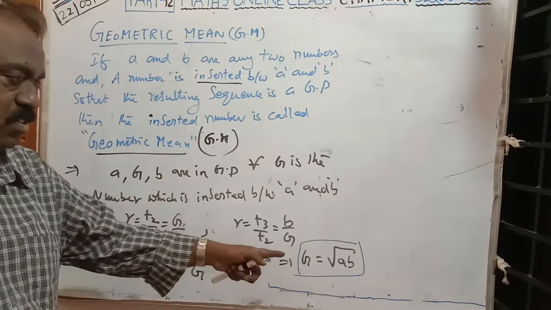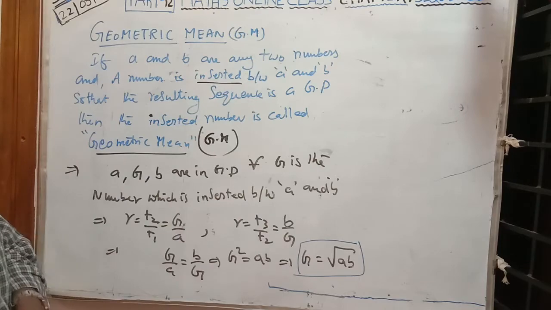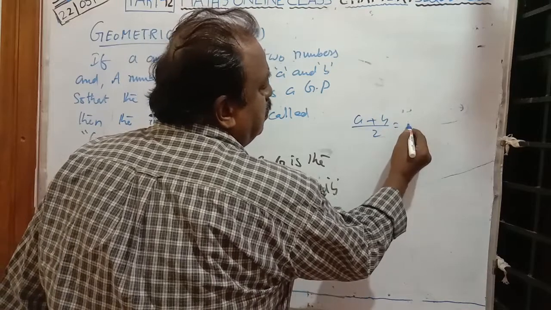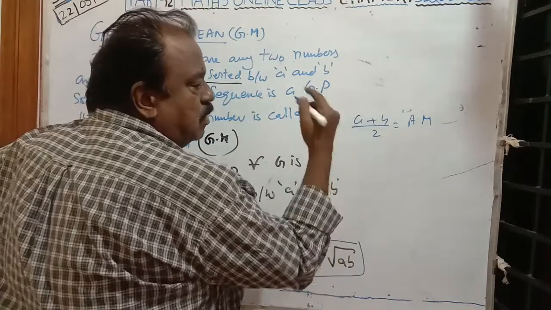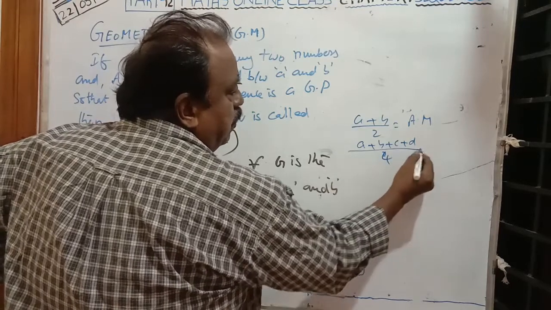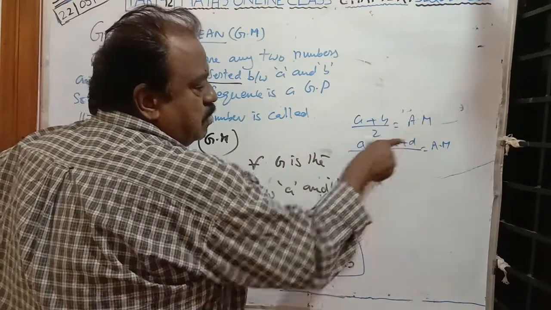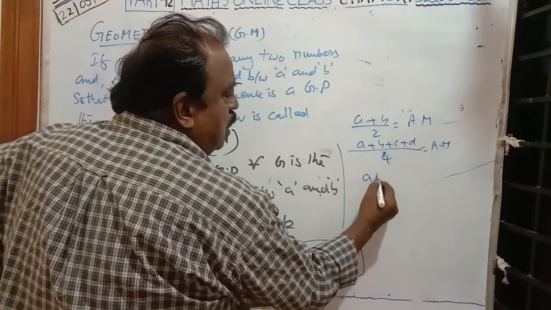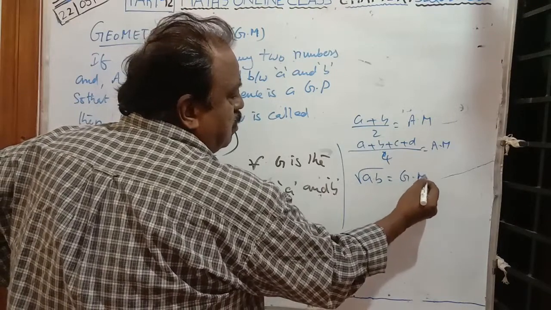Why is it called a mean? You see here, G is root of AB. I will tell clearly, slowly listen. Suppose A plus B by 2 is AM, the sum of numbers by the total number of numbers. Or otherwise A plus B plus C plus D by 4 is also AM. This is the arithmetic mean of 4 numbers, the sum of the numbers by 4, where 4 means the total number of numbers. Similarly, here the sum, there the product, is GM, geometrical mean.